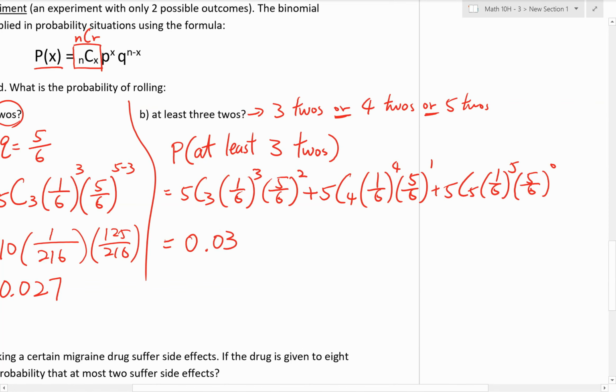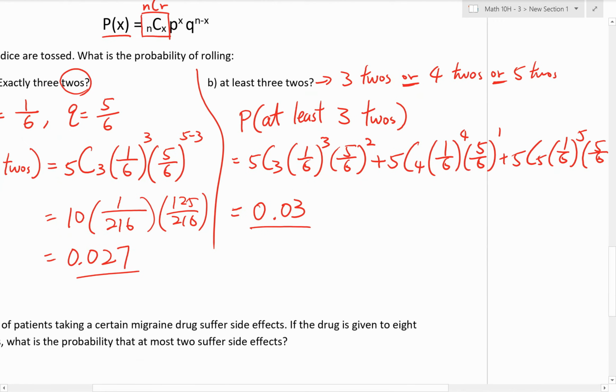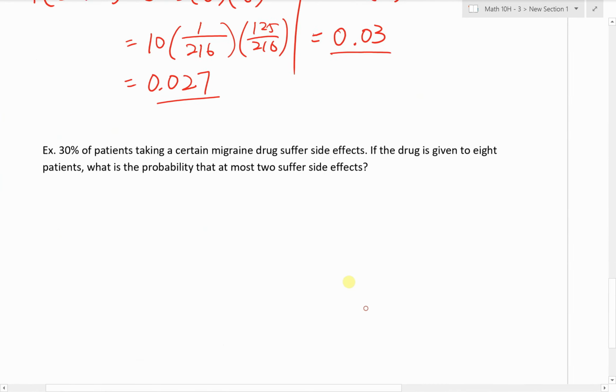So you can see it's not likely that you get 3 2s, which is already quite unlikely, but 4 2s and 5 2s is very highly unlikely. So you can see it actually doesn't increase by a whole lot, from 0.027 to 0.03. Okay, it doesn't change a whole lot. Okay, all right, last example.